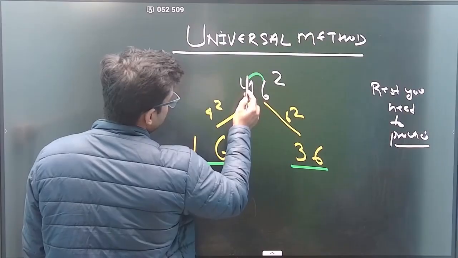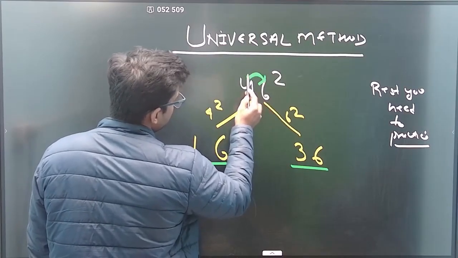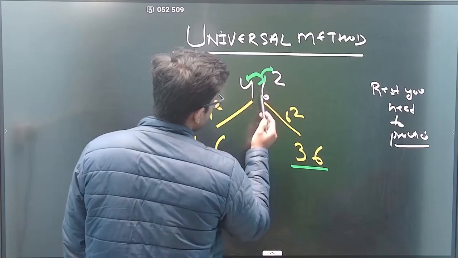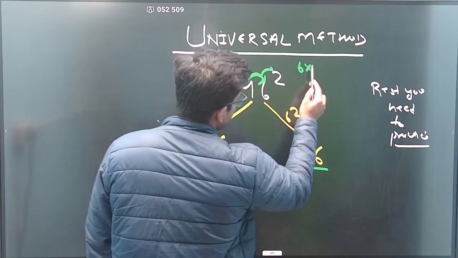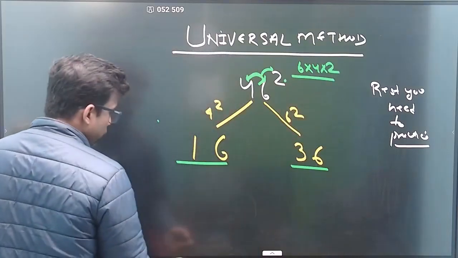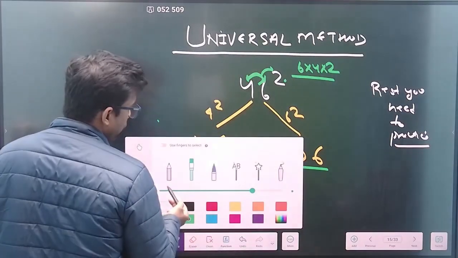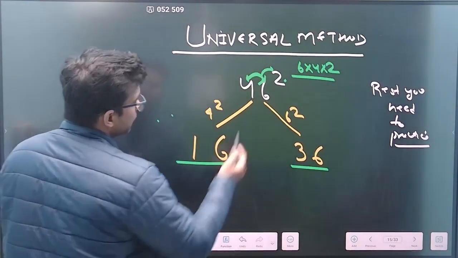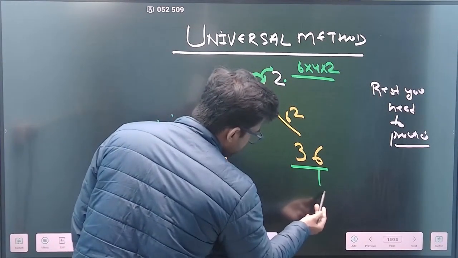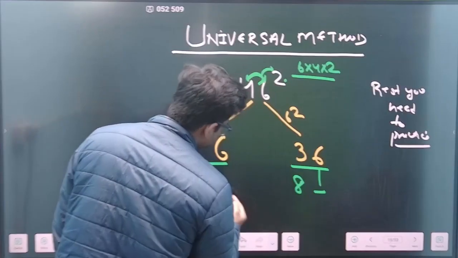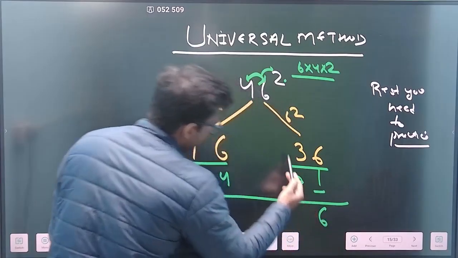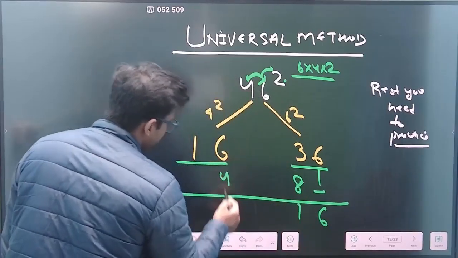6 4s are 24. 24 2s are, means I am doing 6 into 4 into 2. 6 into 4 is 24, into 2 is basically 48. Leave this space as a blank. Write down 8 here and write down 4 here. Just add this number. This 6 would be here, 8, 9, 10, 11, 1 carry, 6, 4, 10, 11.